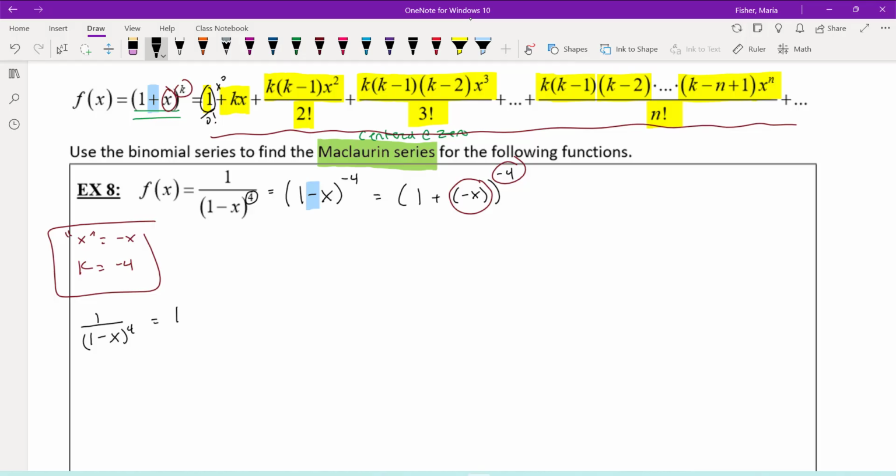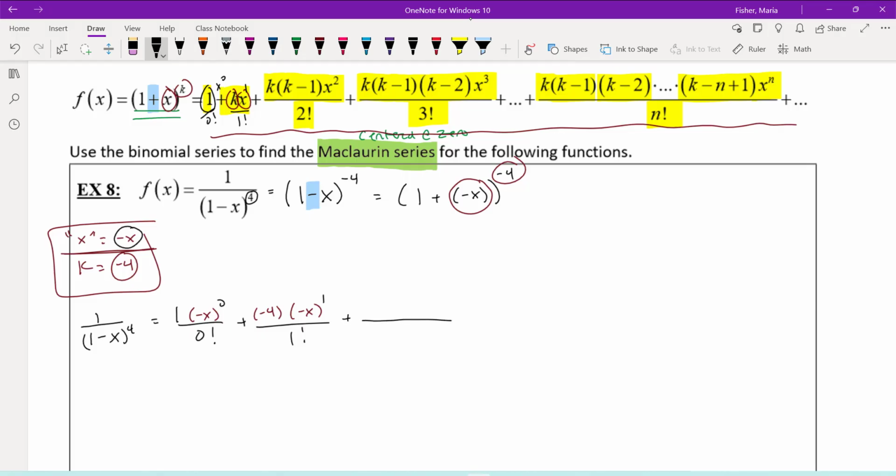I always put those in because I think it helps. So remember, what is x here? My x is negative x. So negative x to the 0 all over 0 factorial plus k. Well, k, remember, is this guy, negative 4. And then x, which is negative x in this case, and that's raised to the first all over 1 factorial. I didn't write it in, but you know that at this point those always happen.